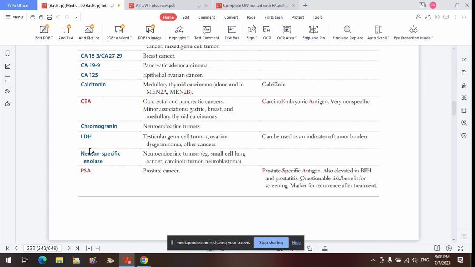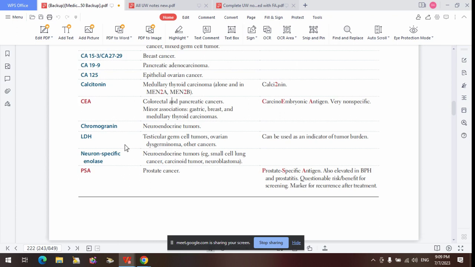LDH, lactate dehydrogenase, is also a tumor marker, particularly in someone that has a dysgerminoma. We don't really know why, but it's typically elevated in someone that has a dysgerminoma of the ovary. The people that have ovarian dysgerminoma can have elevated LDH, and it is also elevated in the testicular equivalent of ovarian dysgerminoma, which is a seminoma. One of the markers for seminoma, in addition to HCG or PLAP, is what?